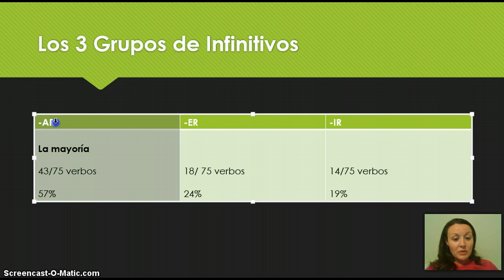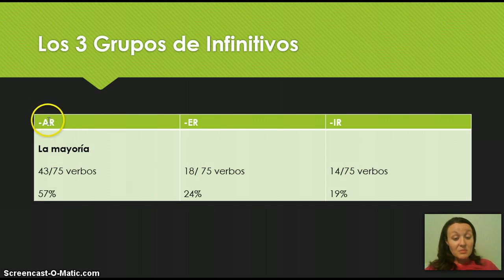A lot of these that we're reviewing, the vast majority of them are going to be AR verbs. So la mayoría son verbos AR. Tenemos 43 de los 75 verbos que son AR. So the vast majority are AR verbs. Pero tenemos muchos verbos ER, 18, y algunos IR, 14. So la mayoría son AR.